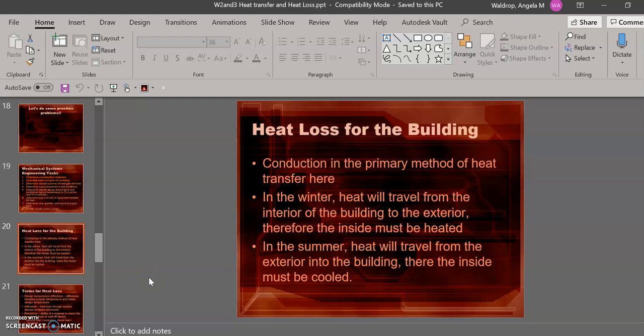When you're looking at the size of a system for a building, the primary method of heat transfer you will be using will be conduction. When it is wintertime, the heat will try to travel through the walls from the interior to the exterior. In the summer, it'll be reversed. The heat will try to get into your house to make it warmer. This is why parents typically tell kids to keep the doors and windows closed.